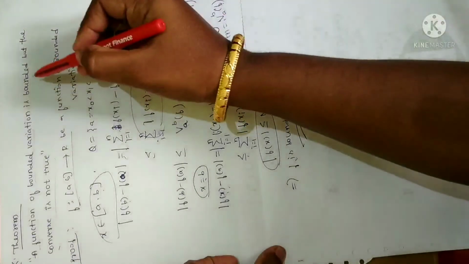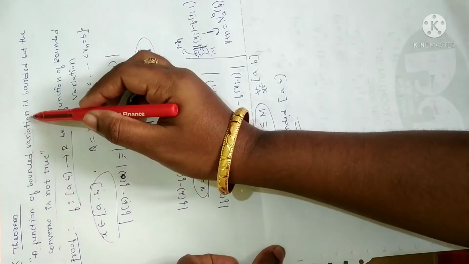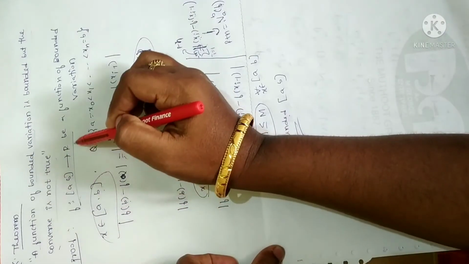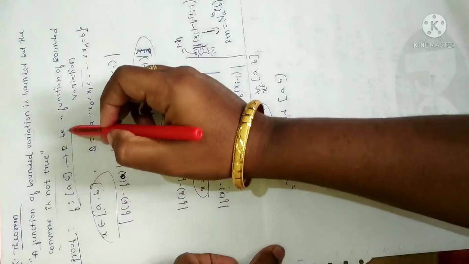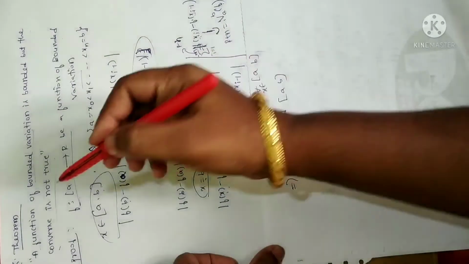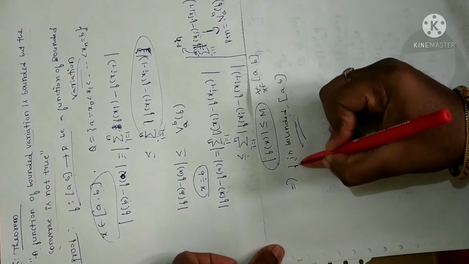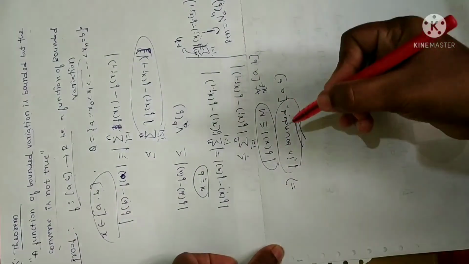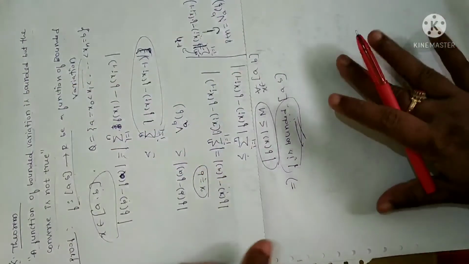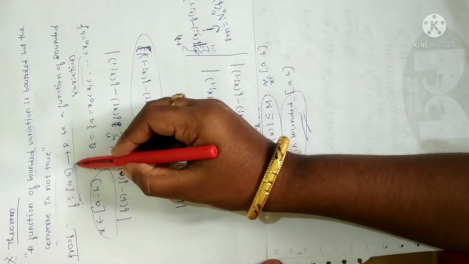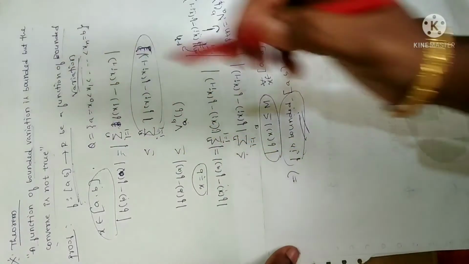Next, what we have to prove is, but the converse is not true. See here, I have assumed a function which is of bounded variation, so I have arrived that f is bounded. So every function of bounded variation is bounded. But the converse is not true, in the sense, we have to assume one function which is bounded, and we have to show that it is not of bounded variation. Don't get confused. Here I have the function which is of bounded variation. What I have proved is, every function of bounded variation is bounded.